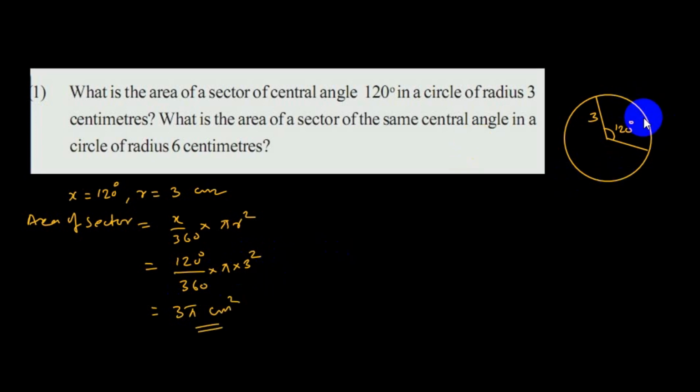Now, if we consider another circle with a radius double of this one, that is 6 centimeter. If we consider a circle with a radius 6 centimeter, and a sector with the same central angle 120 degree, then its area will be double the area of the sector.